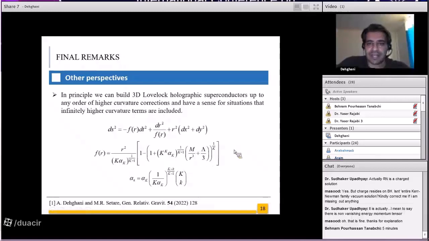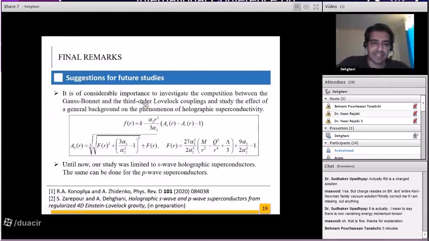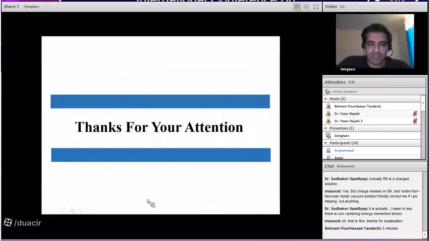To have a sense for situations with infinitely many higher curvature terms, for this purpose we already built the finely tuned background, which has higher order corrections. And it is of considerable importance to investigate the competition between Gauss-Bonnet and third order Lovelock, and to study the effect of the general background on the phenomenon of holographic superconductivity. Backgrounds have been constructed as reference. Until now, our study was limited to s-wave holographic superconductors.